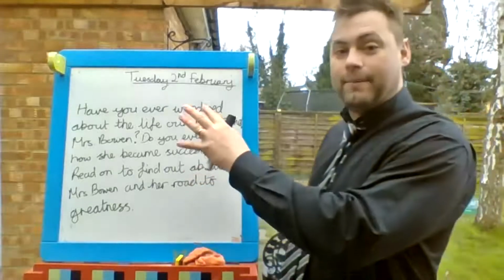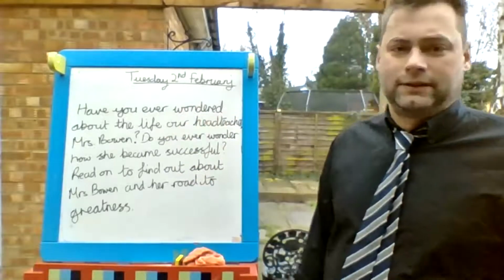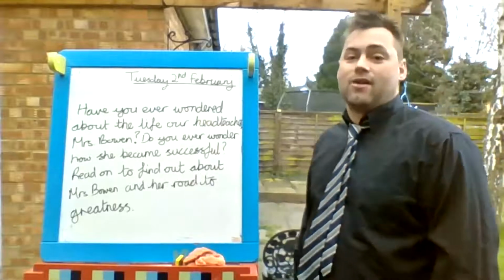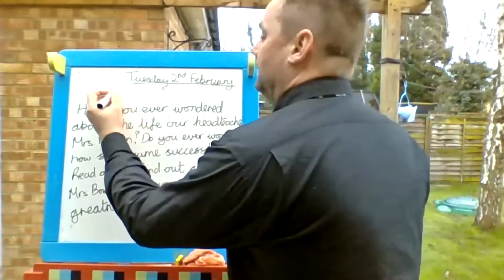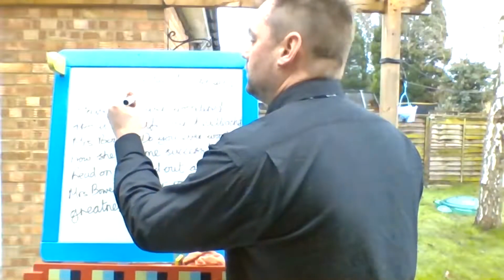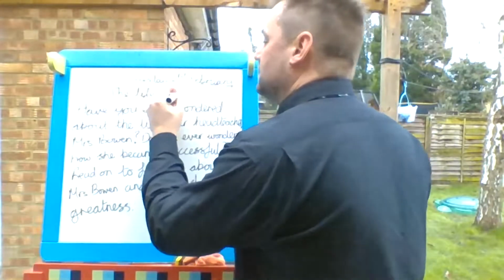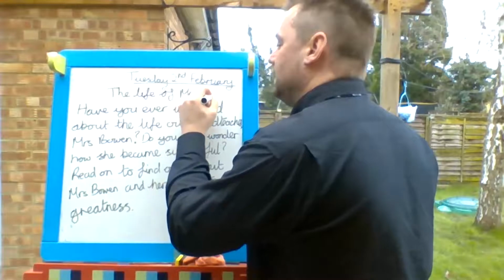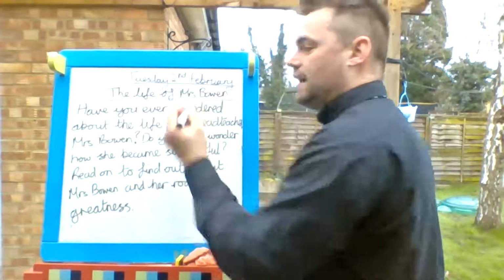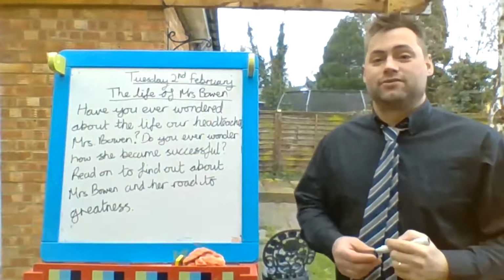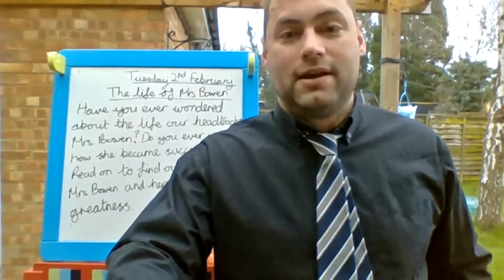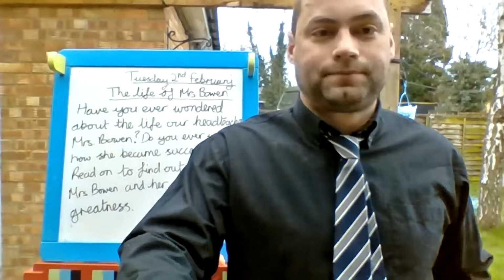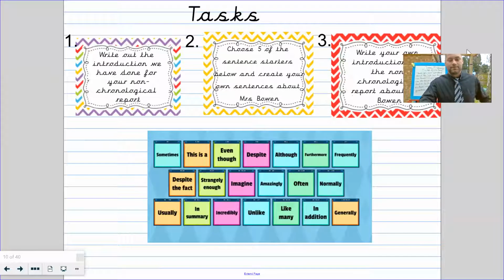I've got some rhetorical questions in there, and I've introduced what we're going to talk about. I could, if I wanted to, write a heading, the life of Mrs. Bowen, as my heading. Okay, to add that in. And there we go, there's the introductory paragraph done. So I've used my box up to help me with that. Now let's go back to sharing the screen so we can see the other tasks that you need to do.